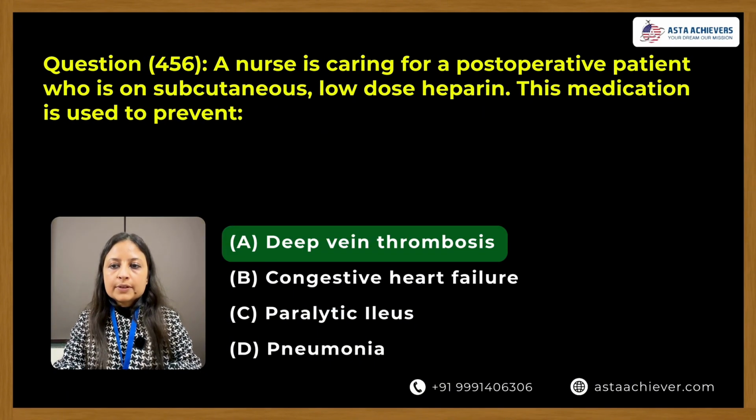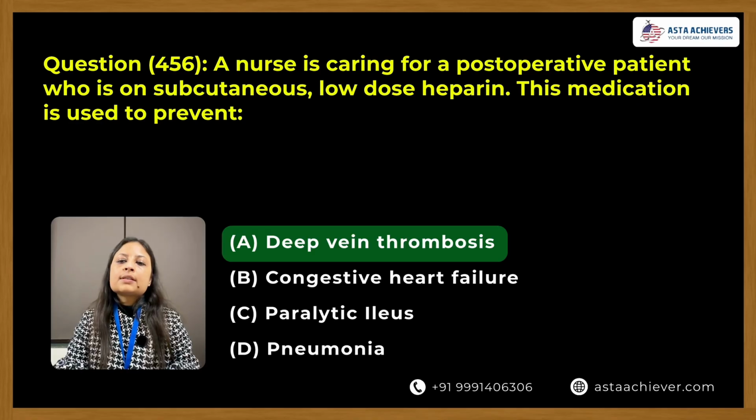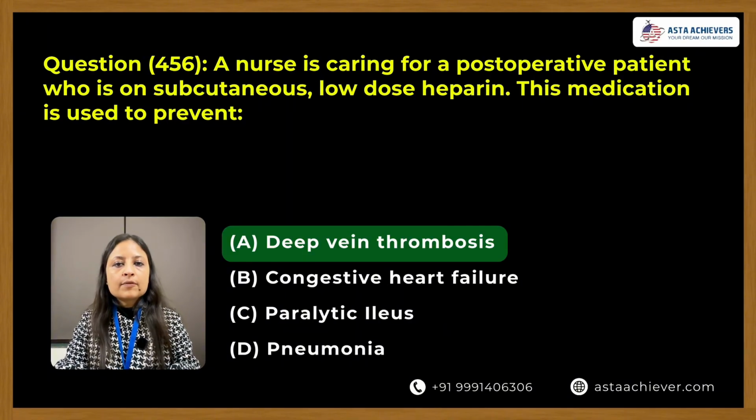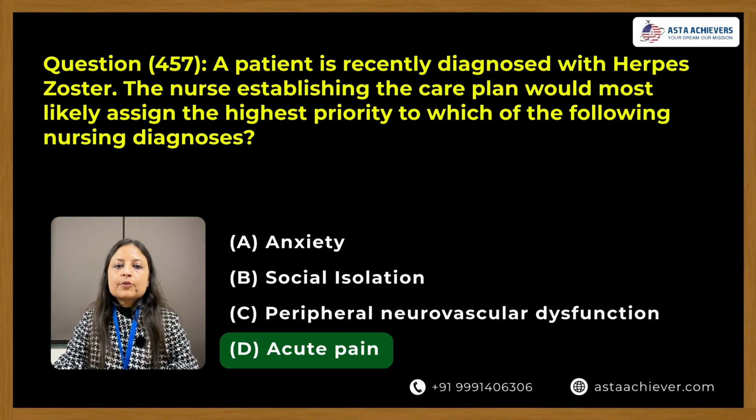Question number 456. A nurse is caring for a post-operative patient who is on subcutaneous low-dose heparin. This medication is used to prevent: option A, deep vein thrombosis. Option B, congestive heart failure. Option C, paralytic ileus, and option D, pneumonia. So option A, deep vein thrombosis, is the correct answer because low-dose heparin is usually given to prevent such incidences.